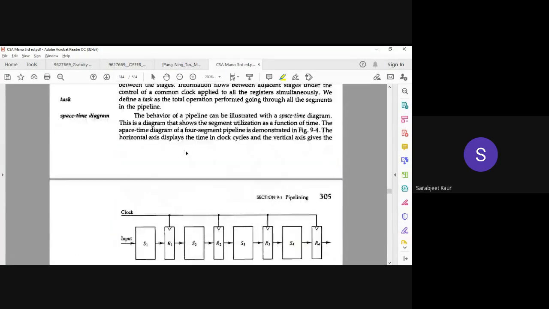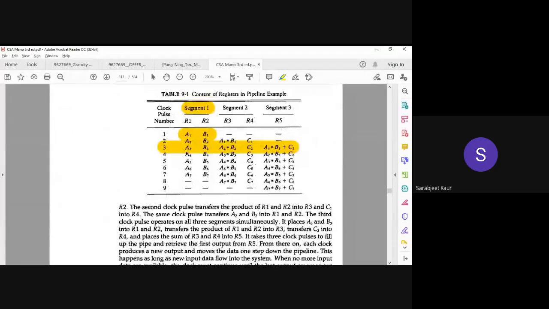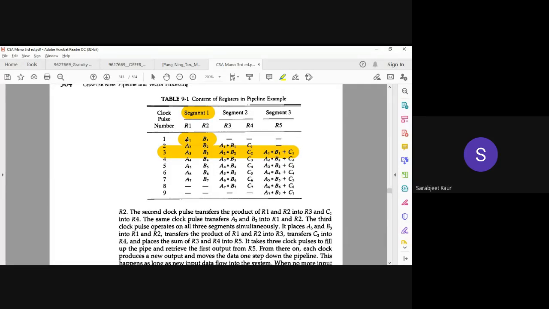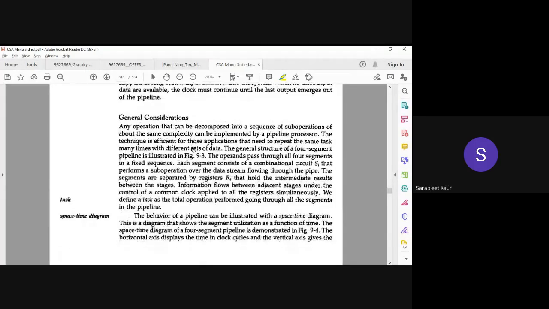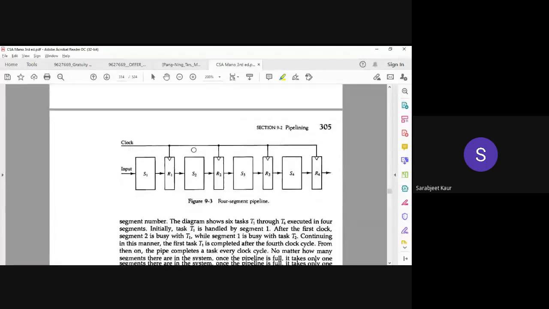In our case, for example, you can see that there are 3 segments here, 1 2 3 segments, and there are, I'm sorry, 7 tasks here, right? 1 2 3, 7 tasks here, and let's say they take time 3. They were taking time 3.